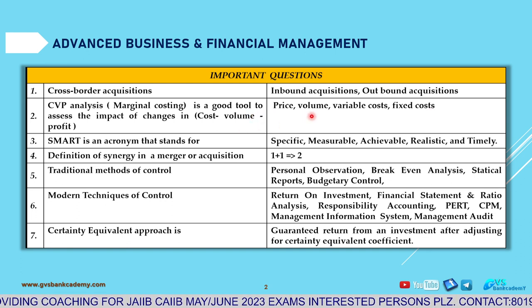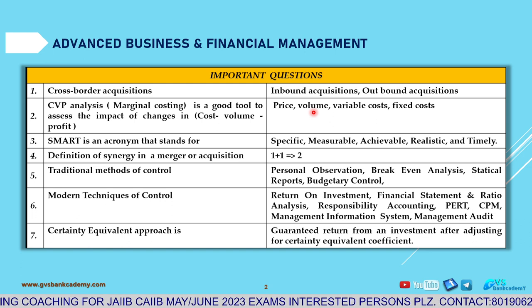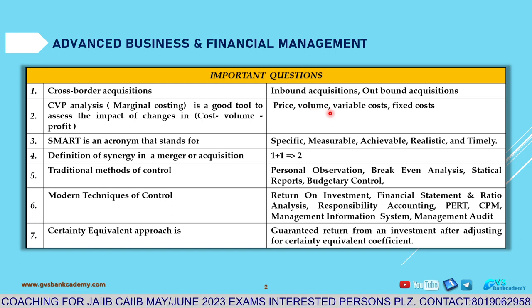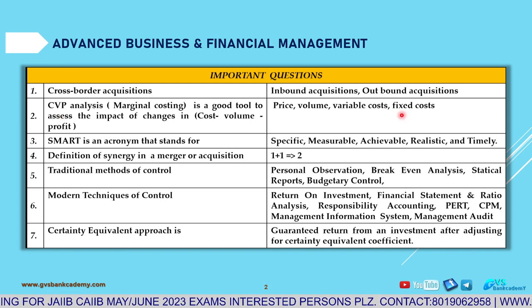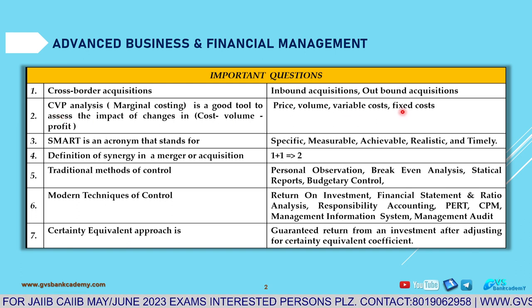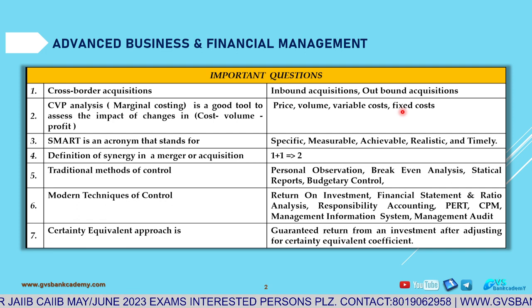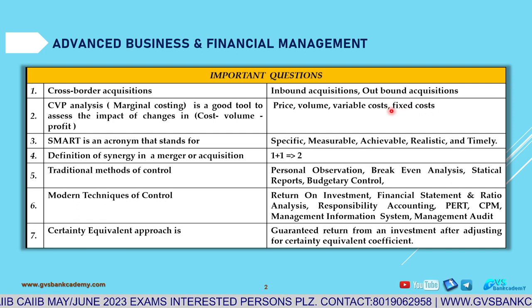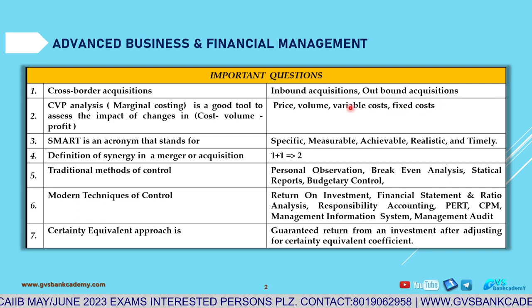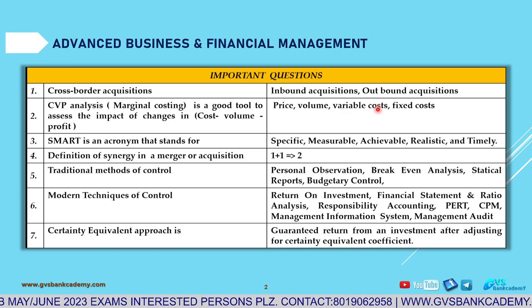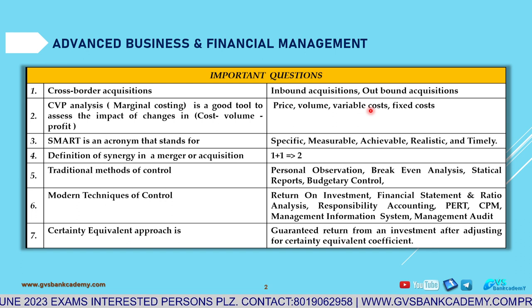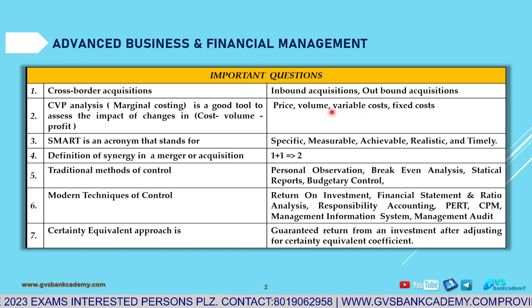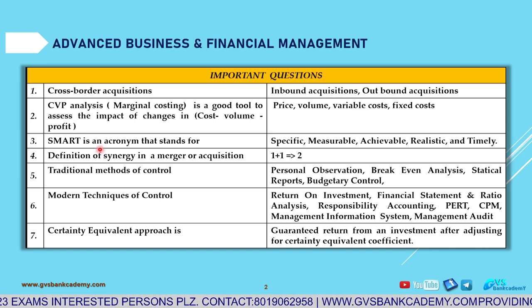Change in volume means number of units produced. Variable cost changes according to production. Fixed costs are depreciation, rent, salaries, and interest on term loan. Variable costs are raw material cost, power and fuel, and wages, which vary according to the number of units produced.